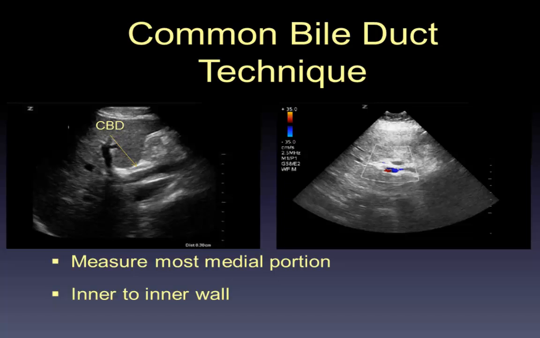There are caveats. The common bile duct gets more dilated as you get older, and it can get more dilated after you've had a cholecystectomy. Usually you can add a millimeter per decade of life to that measurement.